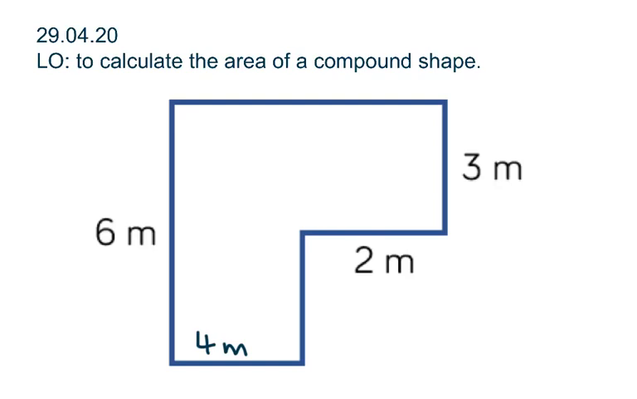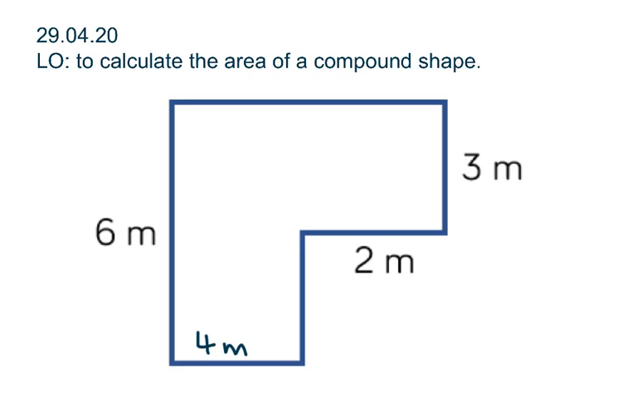Today we're going to be looking at trying to calculate the area of compound shapes. Last week we were looking at calculating the perimeter of compound shapes, so you should remember what a compound shape is, but in case you may have forgotten or just need reminding, a compound shape is basically two shapes that have been put together.